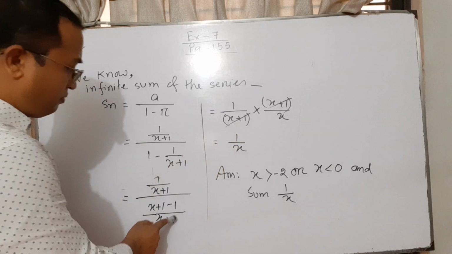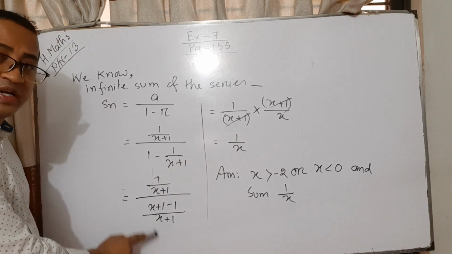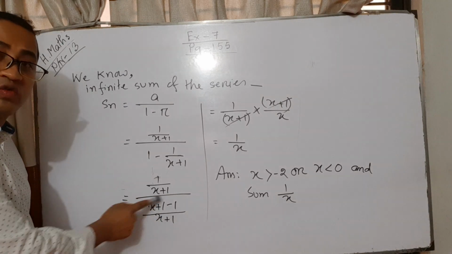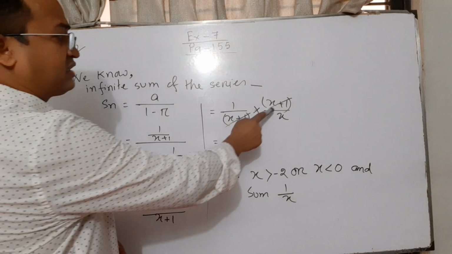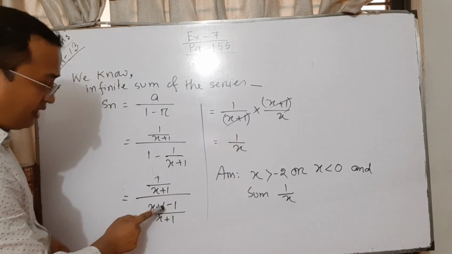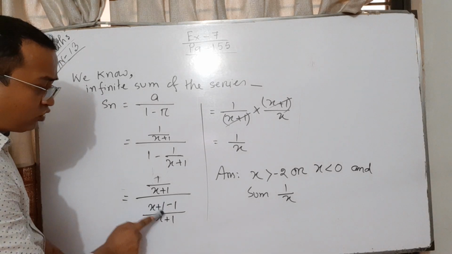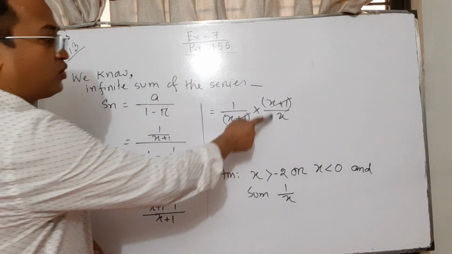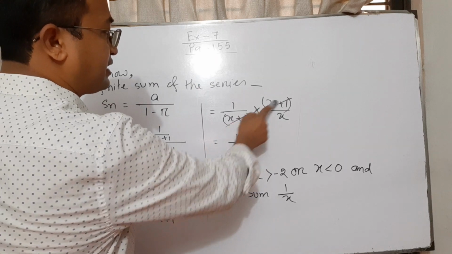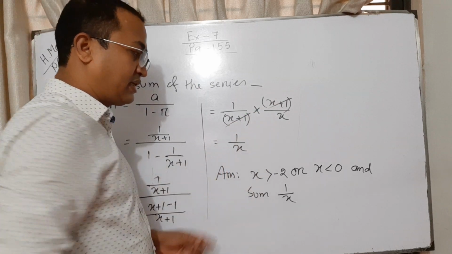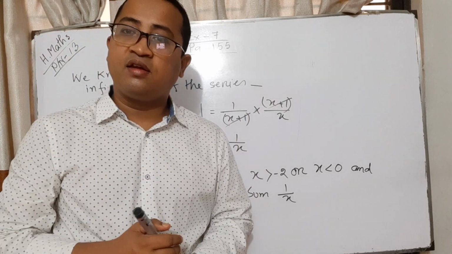Now you can take the reciprocal of this fraction, because this is a division. So you take the reciprocal, that is (x + 1)/x. 1 minus 1 will be 0, only x remains, so it will be (x + 1)/x. Cancel these two terms, and you will get 1/x. So the sum is 1/x.